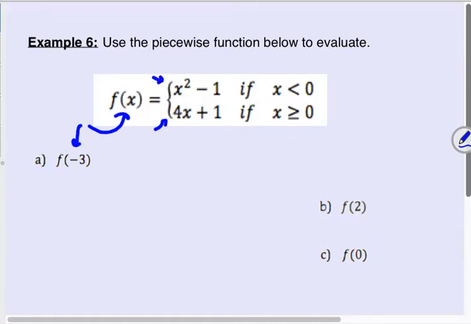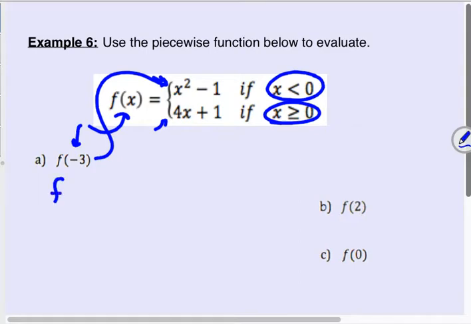I have to figure out which one I plug it into by looking at the constraints. This first constraint is x is less than 0, so basically those are my negative numbers. This one is x is greater than or equal to 0, so if I had 0, I'd plug 0 in there, or 1, 2, 3, positive numbers. So I'm going to plug this one in to the first one.